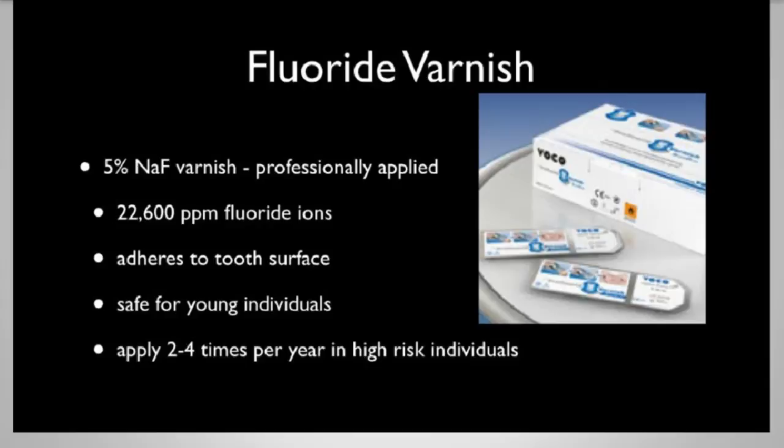To this end, Remin Pro and things like Voco's fluoride varnish really help out. The fluoride varnish has 22,600 parts per million fluoride. That really helps to give an in-office regimen to help fight erosive and caries lesions. And there's also an out-of-office regimen we'll discuss shortly.